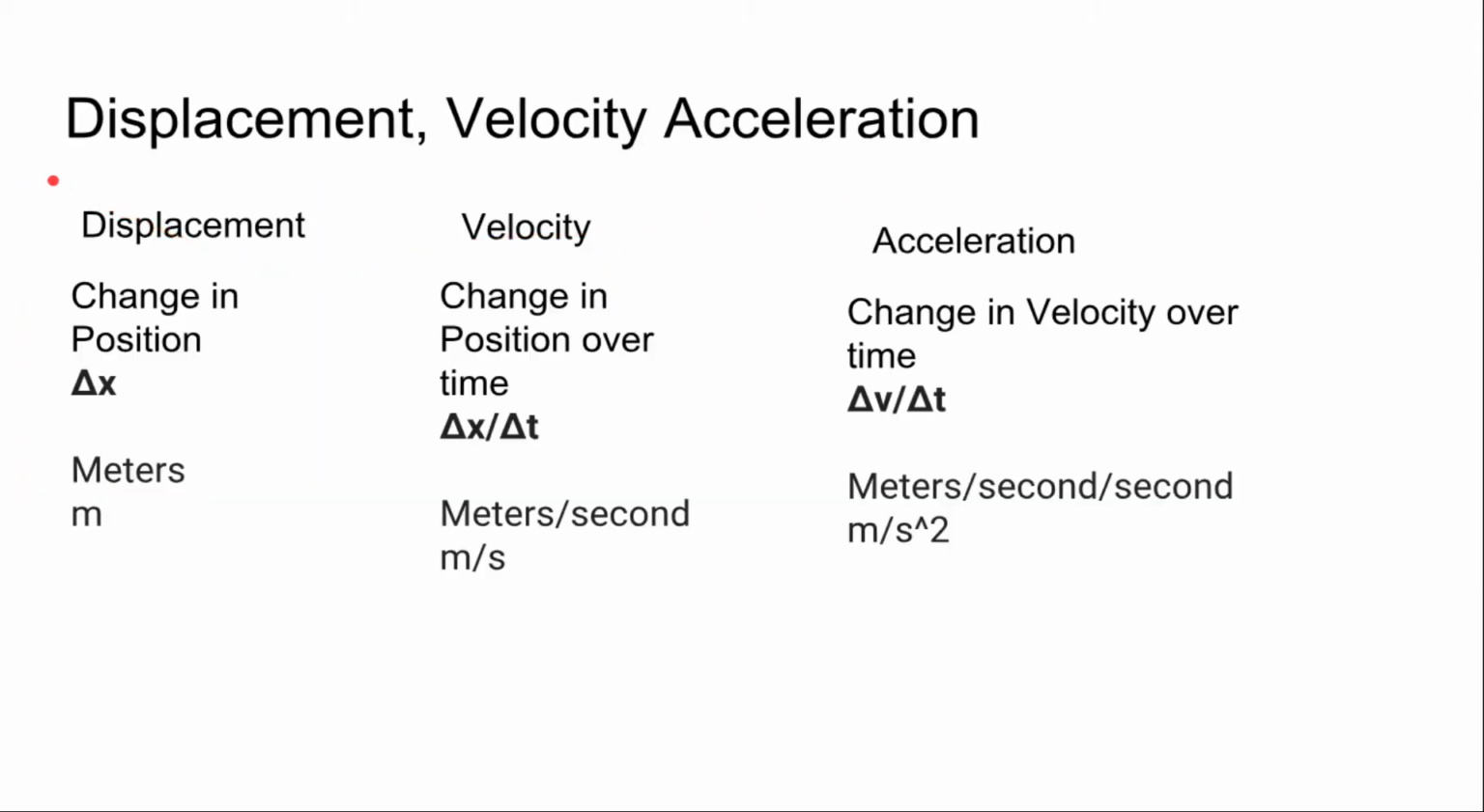So now here we are with the three big terms in this unit, which are displacement, velocity, and acceleration. Displacement we define as just a change in position, or delta x, and it's denoted in meters, or a lowercase m. Velocity is the change in position over time, or delta x over delta t, which is meters per second. And acceleration is change in velocity over time, denoted as delta v over delta t, which is meters per second per second, or more commonly meters per second squared.